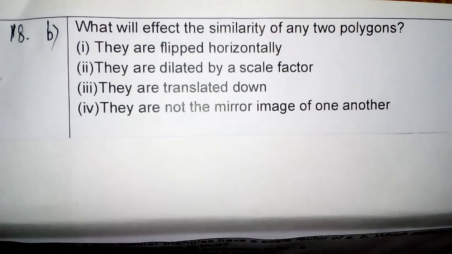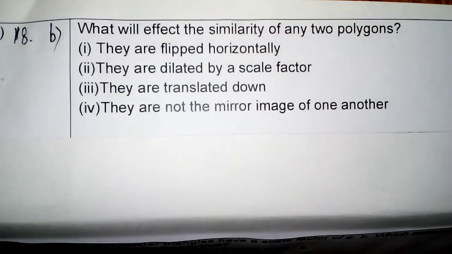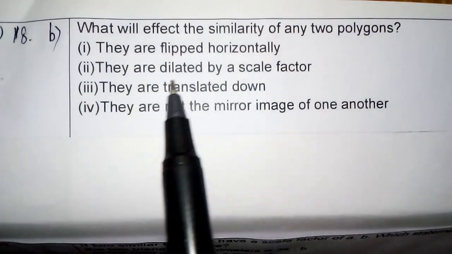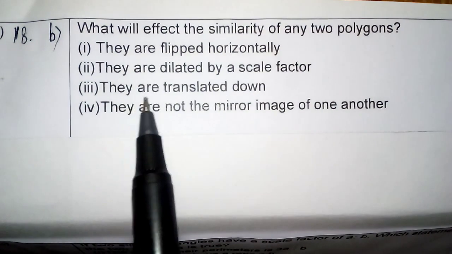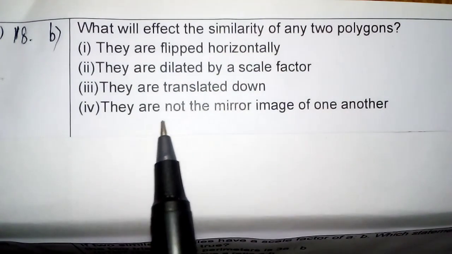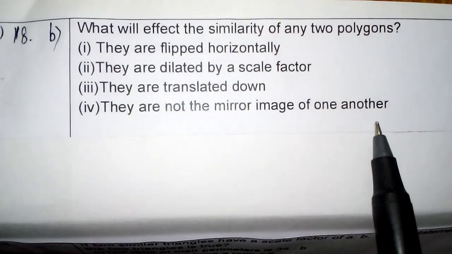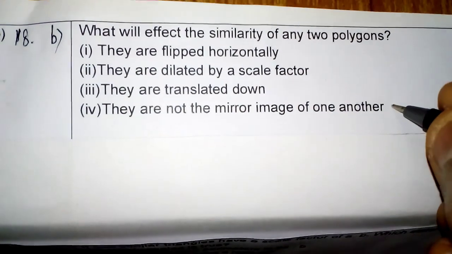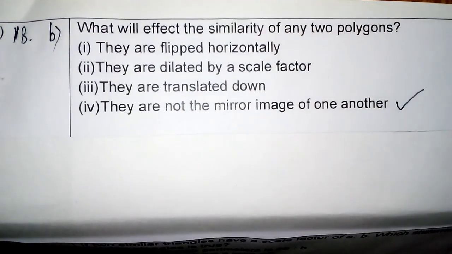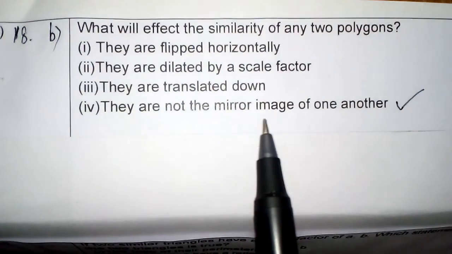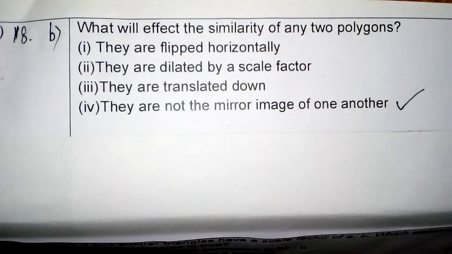So similarity means resizing, flipping, sliding or turning. They are flipped horizontally, they are dilated by a scale factor, they are translated down, they are not the mirror image of one another. So this is the answer for this question: the similarity of any two polygons is that they are not mirror image of one another.